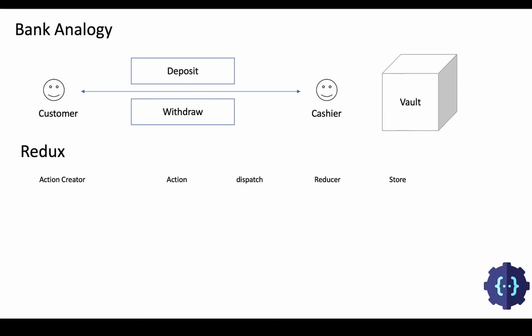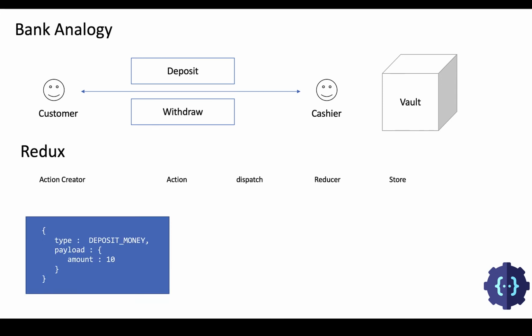Now let's see what an action looks like. Well, an action is a plain JavaScript object which has a type and a payload. So this is like a convention. You will always see that an action has a type, in this case for example deposit money, and a payload, which basically has, let's say in this case, the amount of £10 that you want to deposit.